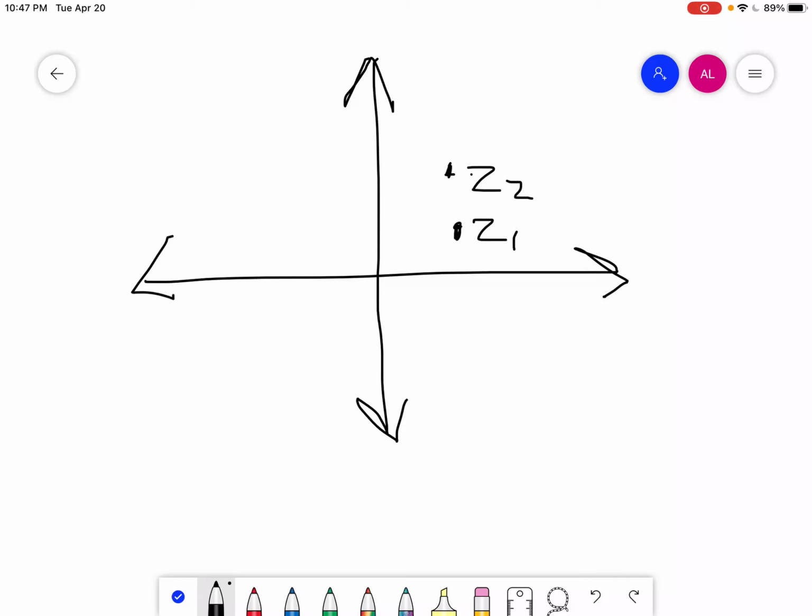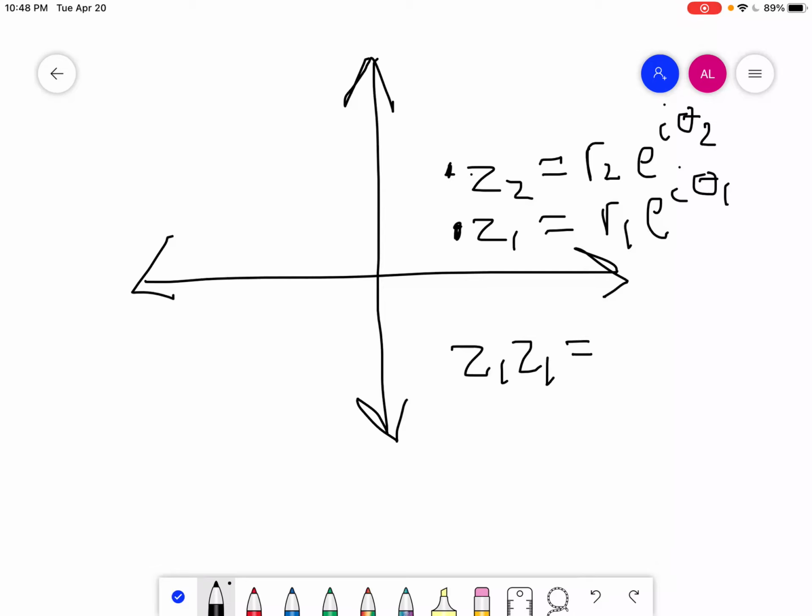So z2 can be rewritten as radius 2 times e to the i theta 2, while z1 can be written as radius 1 times e to the i theta 1. We multiply these together, we end up with magnitudes being multiplied together, and then since e is to the i theta power, multiplying these together will actually just be e to i times the sum of the angles.